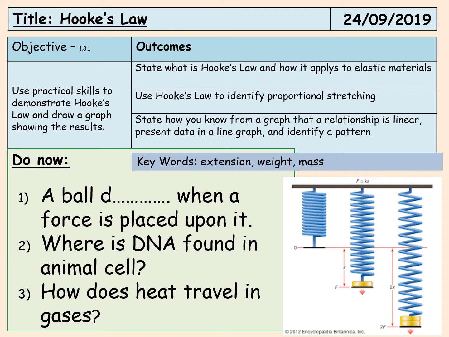Okay, so if you want a purple pen, your answers. A ball deforms when a force is placed upon it. You would have done that in your last lesson on squashing and stretching. Number 2, DNA is found in the nucleus of an animal cell. And 3, heat travels by a process of convection. So hot particles in the gas rise, and as they cool down, they begin to drop towards the floor.